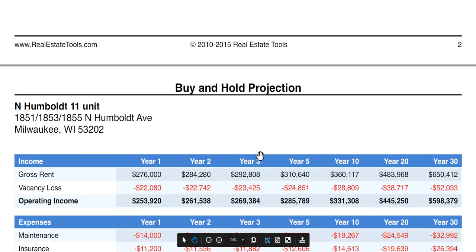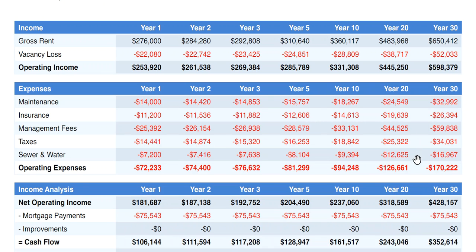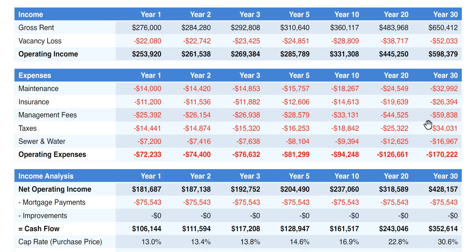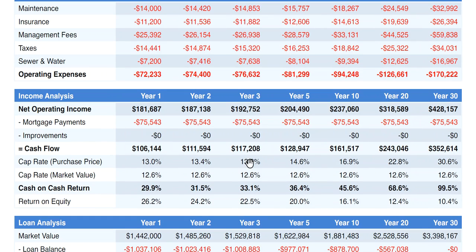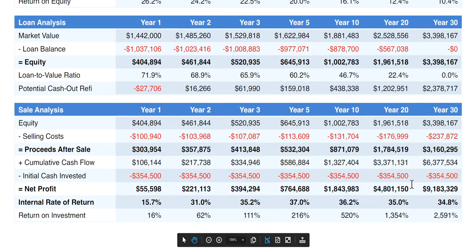And then this is your buy and hold projection chart for 1 year, 2 year, 3, 5, 10, 20, and 30. And all of these numbers change over time, as well as do your expenses, your net operating income, cash flow changes over time, etc. And then obviously your loan is getting paid off. So this is your loan balance and it gets paid off after 30 years.